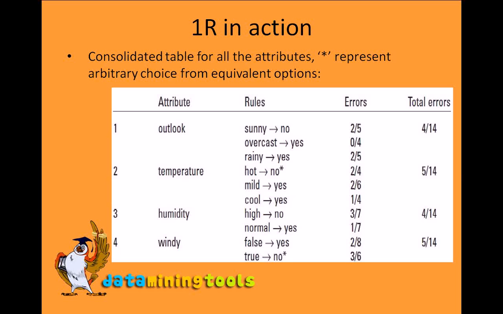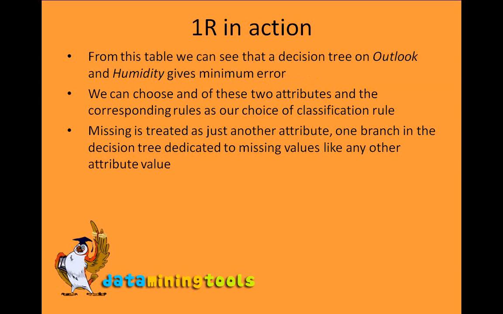When we repeat this with all our attributes, we have the following result. As you can notice, some of the attributes have equal total error. In that case, we can choose any one arbitrarily, and this is how we generate our 1R rule.